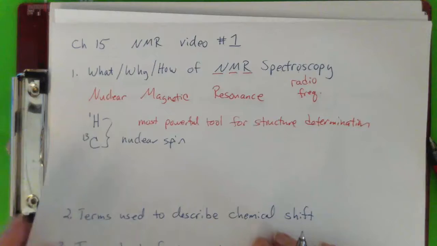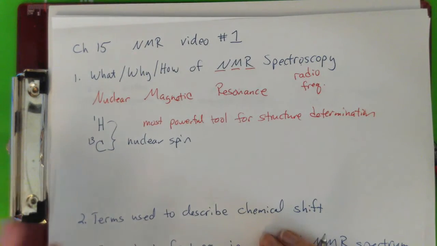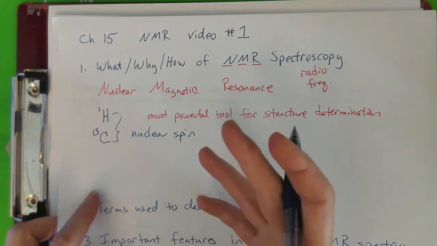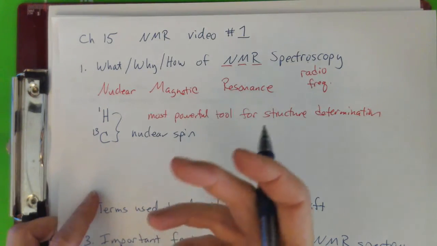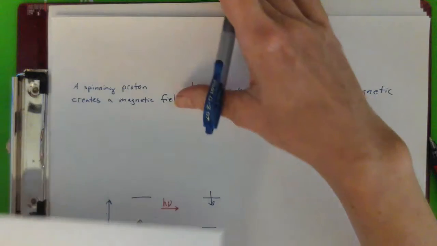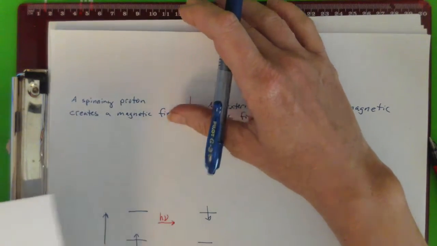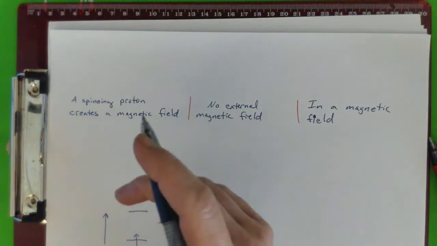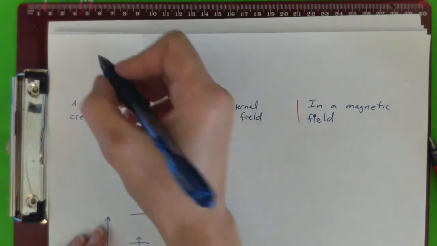Okay, so let's take a look at how this works. Let's imagine that we have a charged particle, a proton. This will be very analogous to what you saw in general chemistry with an electron spinning on its axis, but now we're going to take a proton. And so a proton is a charged particle, right?